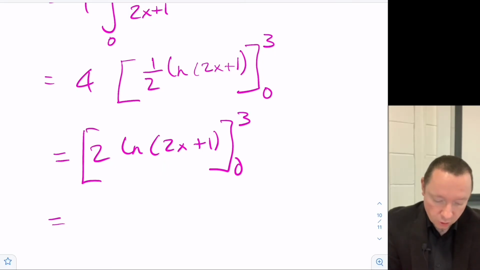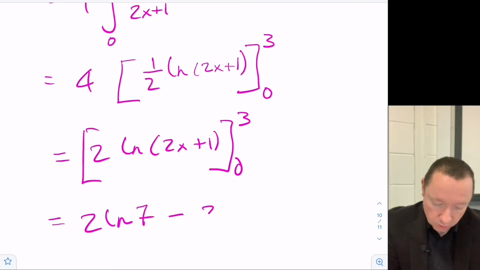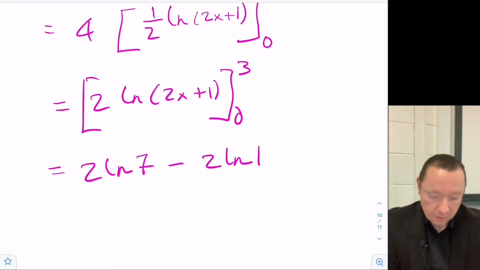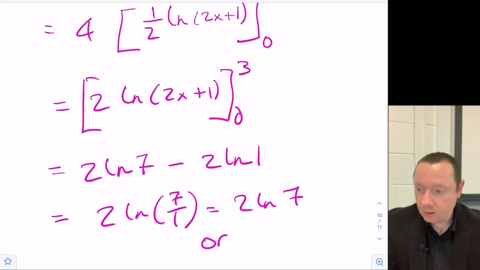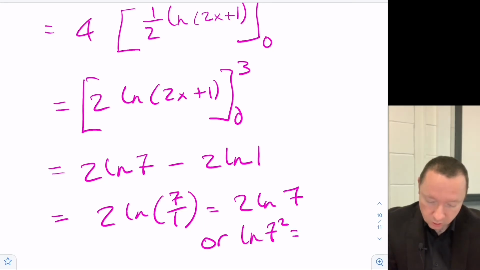So that's 2 times the log of 2 3's are 6 plus 1 is 7, minus 2 times the log of 1. That equals 2 times the log of 7 over 1, which is 2 log 7, or if you prefer, the log of 7 squared, which is the log of 49.